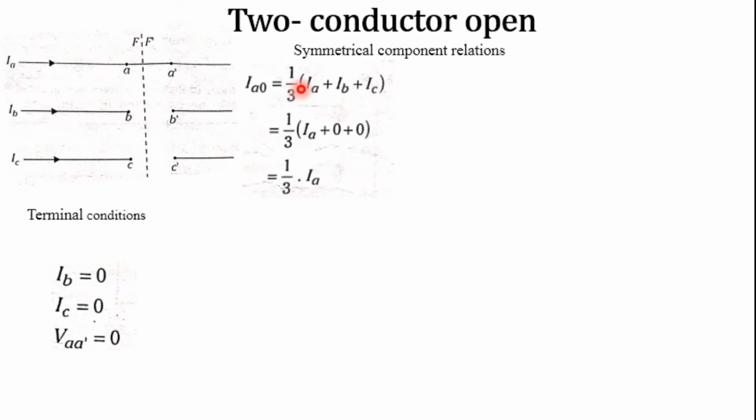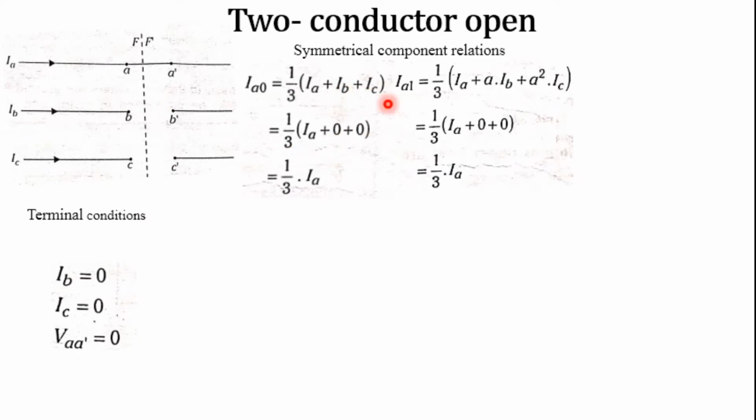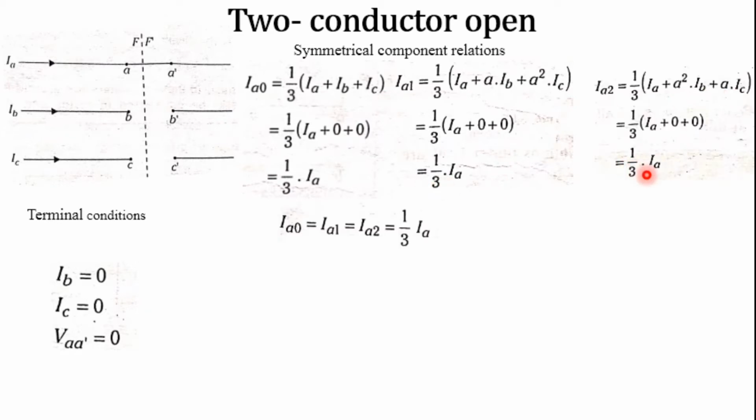We know that IA naught is equal to 1 by 3 times of IA plus IB plus IC, and IB plus IC is already 0. Similarly, for IA1 we will get 1 by 3 times of IA, and IA2 is also 1 by 3 times of IA. So from this we can write IA naught is equal to IA1, equal to IA2, equal to 1 by 3 times of IA. So already we know that there is a presence of zero, positive and negative. So VAA dash is going to be 0, hence VAA dash 0 plus VAA dash 1 plus VAA dash 2 is equal to 0.